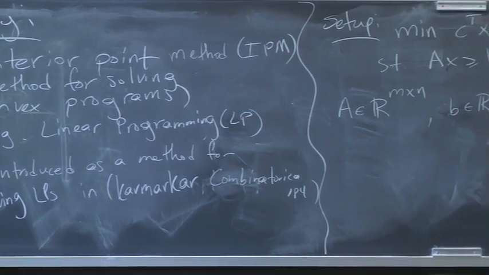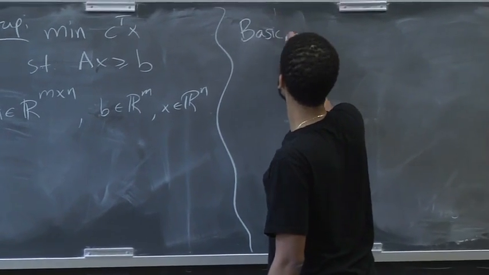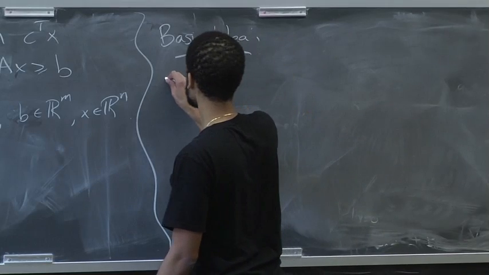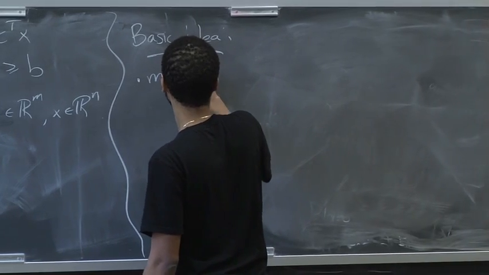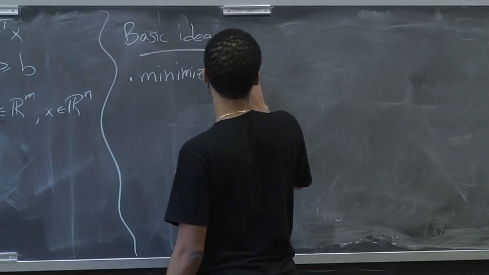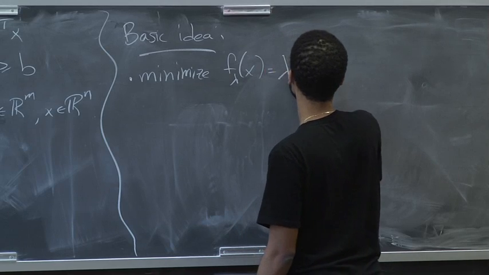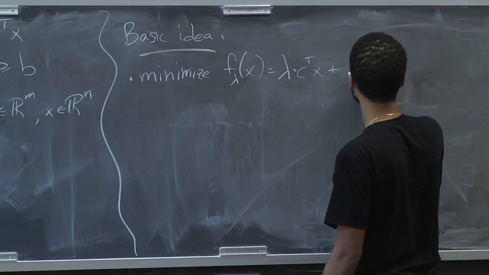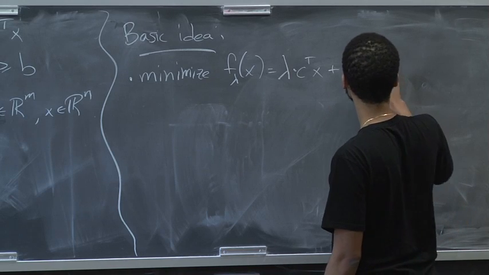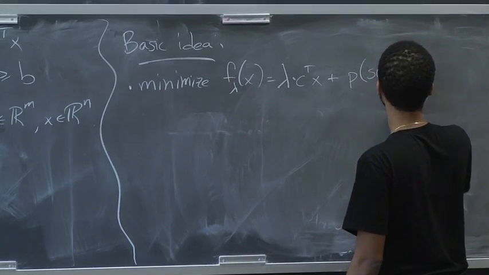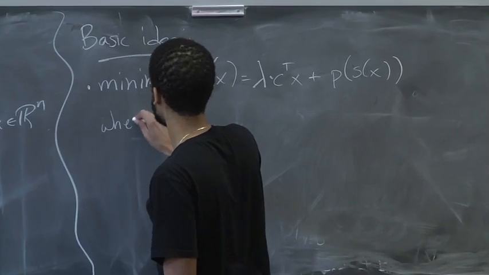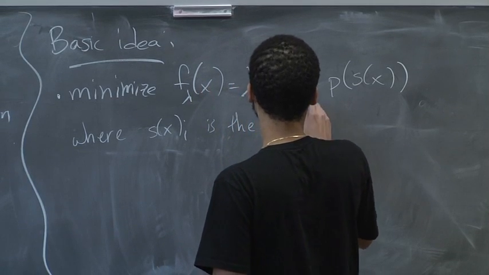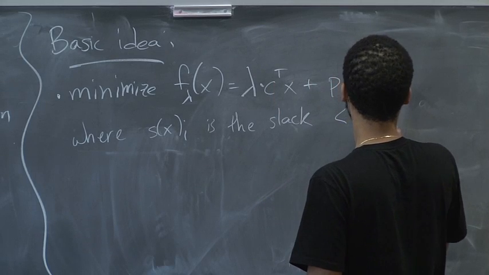is to minimize f_lambda(x), which I'll define to be lambda times c transpose x, plus some barrier function, let's call it P of s(x), where s_i(x) is the slack a_i dot x minus b_i.